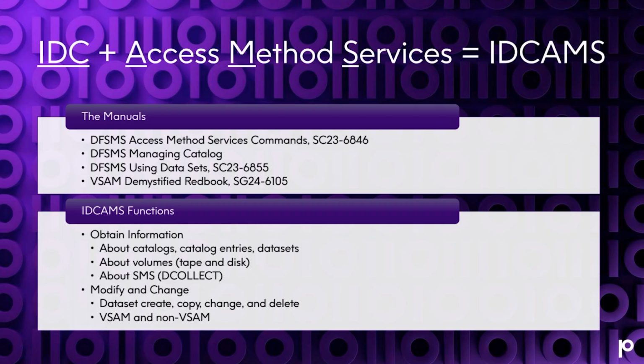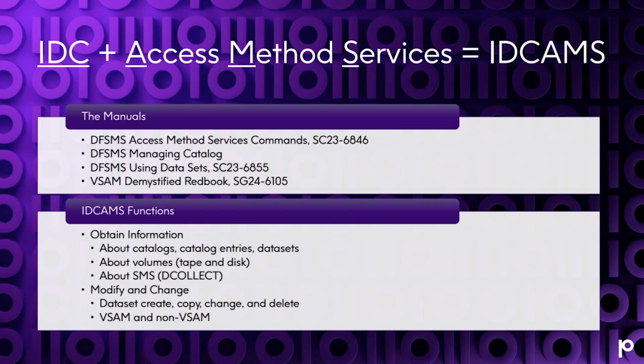Then the second half of this is simply access method services, or AMS. An access method, in IBM terms, is a means of reading and writing data. You can think of it as simply a means of doing I/O. There are several different access methods within the z/OS environment, BSAM and QSAM and VSAM, which is what we usually think of when we think of IDCAMS.